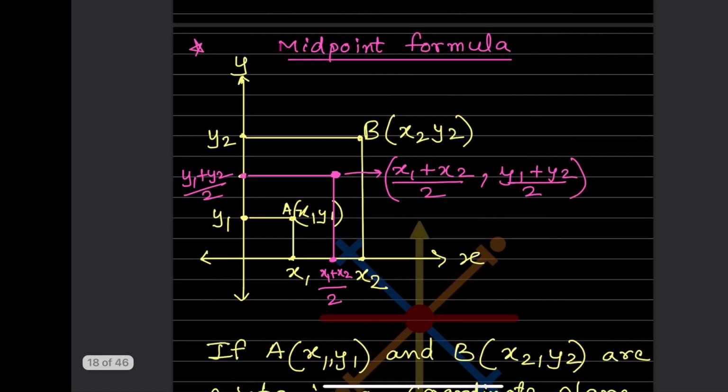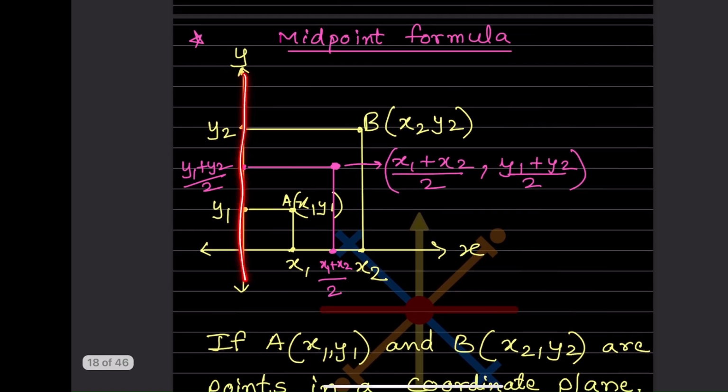First thing, let us see the midpoint formula. So this is the x and this is the y axis. We can take points over here, x1 and y1. This is the point of intersection, that is going to be A (x1, y1). And then we'll take here x2 and this will be y2. So the joining point is B, that will be (x2, y2).